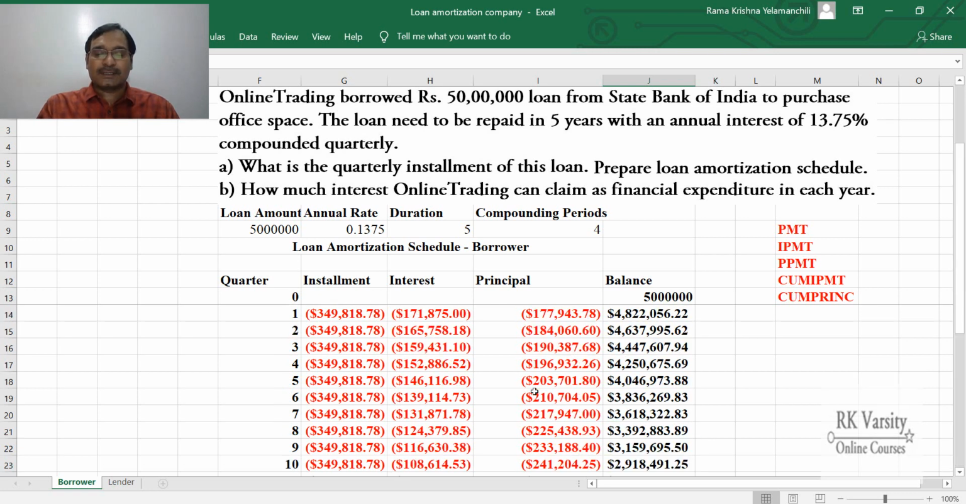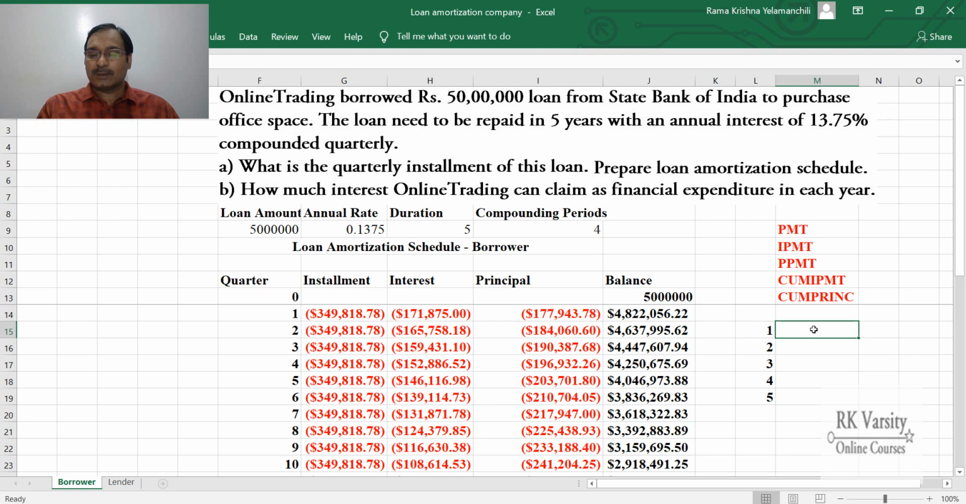So this is how you will calculate the installment amount, interest amount and principal component for each quarter, then the balance. Next is how much interest you pay towards this loan for each year. Let us say you have the first year, second year, third year, fourth year and fifth year. In 5 years, how much interest amount do you pay, which you can claim as an expenditure.